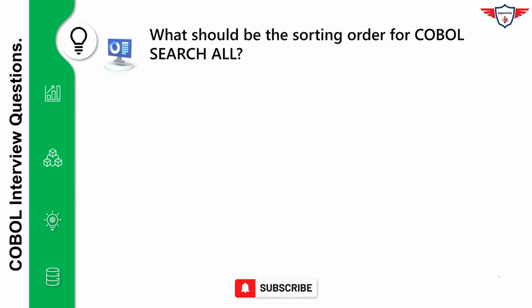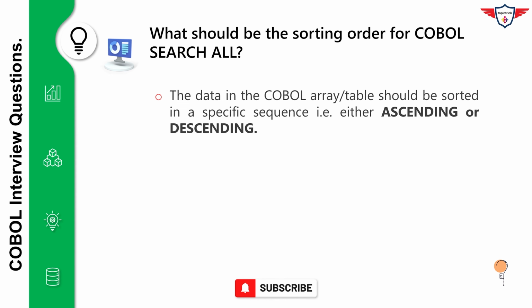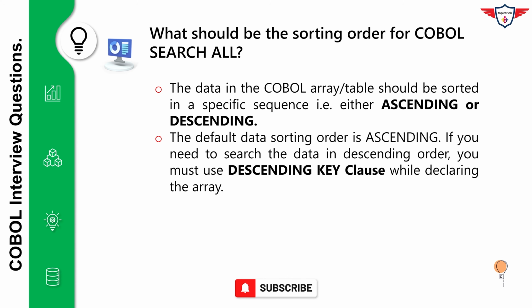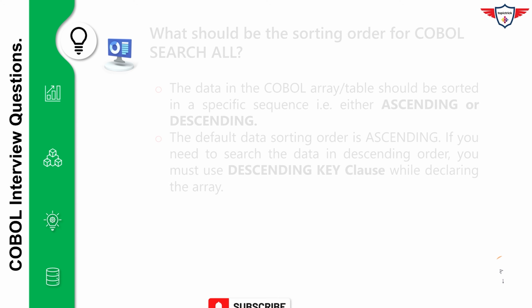What should be the sorting order for COBOL search all statement? The data in the COBOL array should be sorted in a specific sequence, that is, either ascending or descending. The default data sorting order is ascending. If you need to search the data in descending order, you must use descending key clause while declaring the array.